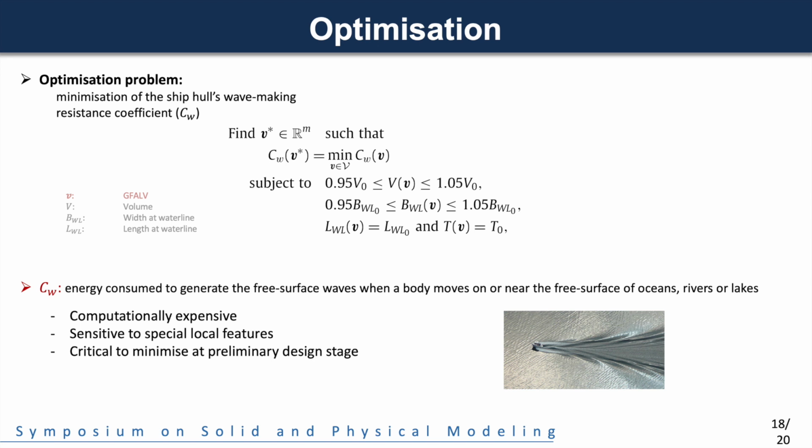The aim of our optimization problem is to reduce the wave resistance of the ship model. The wave resistance is the amount of energy that is generated when a ship or hull moves at the free surface of ocean, sea, river, or lake. This wave resistance coefficient is a very computationally expensive criterion widely used for ship optimization, and it is very sensitive to modifications or changes to the local features of the designs, especially at the bow. And it is very critical for us as naval architects to minimize this at the preliminary design stage.